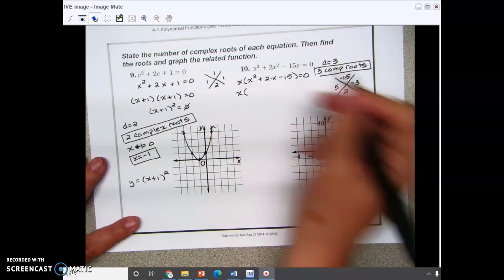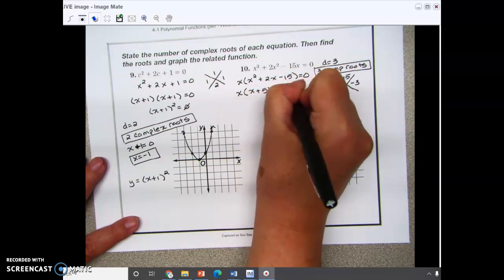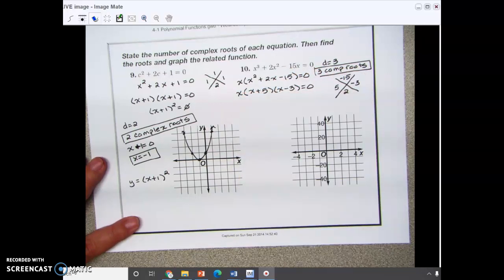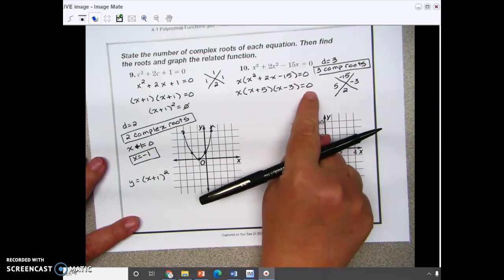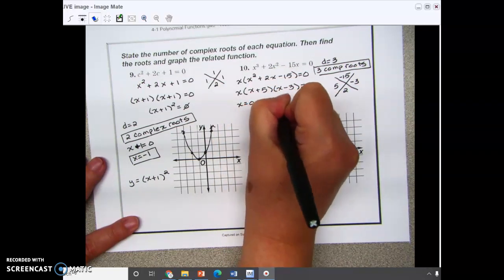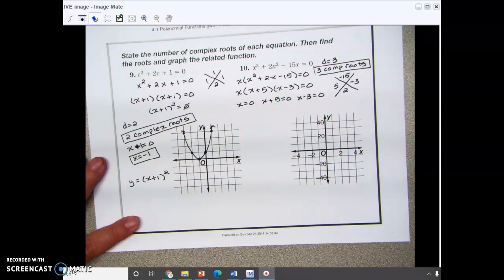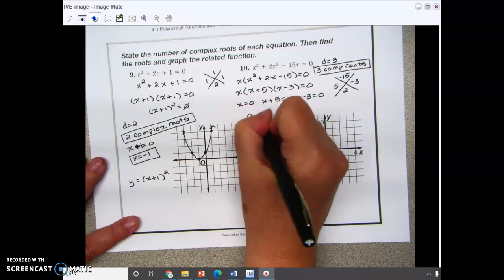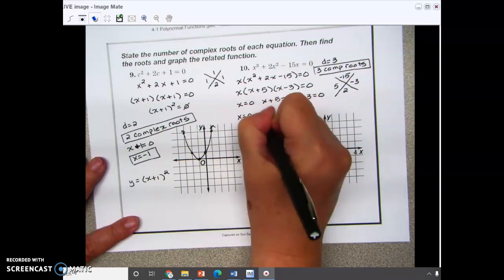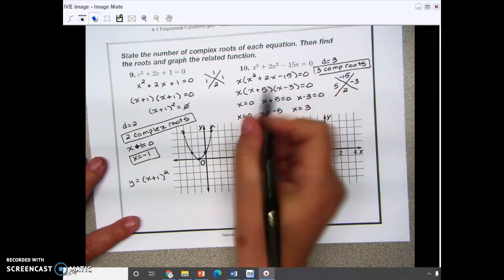So this is going to be x times x plus 5 times x minus 3 is equal to 0. So because it's equal to 0, that means x is equal to 0, or x plus 5 is equal to 0, or x minus 3 is equal to 0. So I have a root at 0, I have a root at negative 5, and I have a root at positive 3.